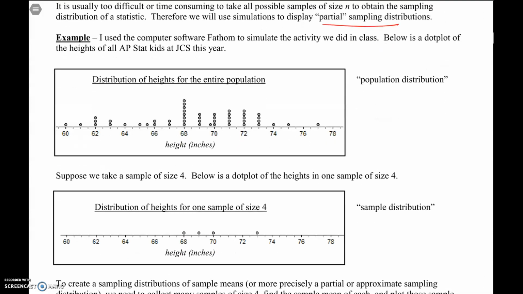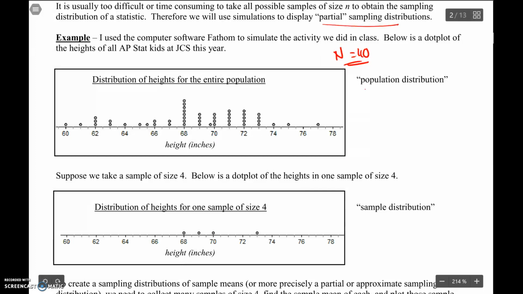So I used Fathom to simulate this activity we did in class. So here's a distribution of heights from a population. I think we said this was a population, like a class of AP Stat students. Now, I don't know how many I got here. 1, 2, 5, 6, 7, 8, 9, 10, 11, 12, 13, 14, 15. It looks like there's maybe 40 data points here. Oh, we shouldn't use small n. This is our population size. So I'm just going to say 40.